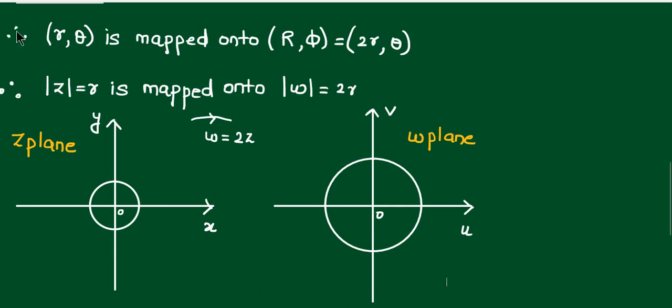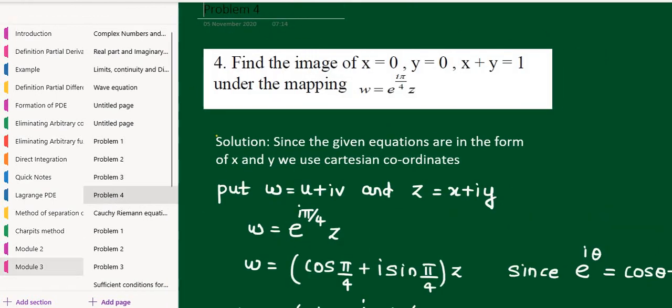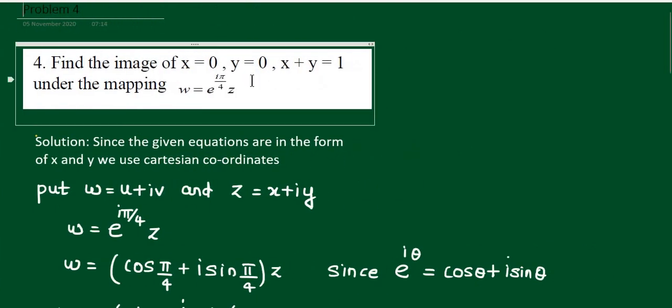Now, let us solve another problem. Find the image of x equal to 0, y equal to 0, x plus y equal to 1 under the mapping w equal to e raised to i pi by 4 z.